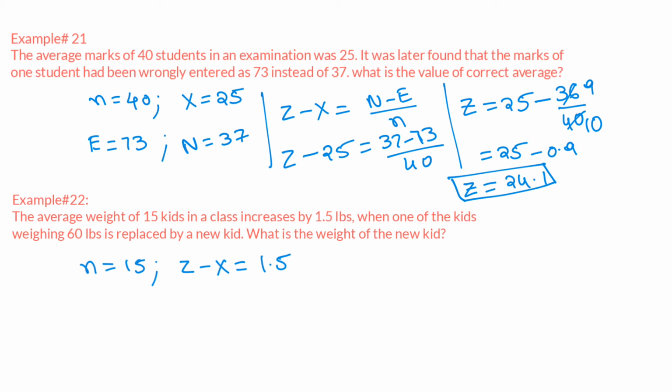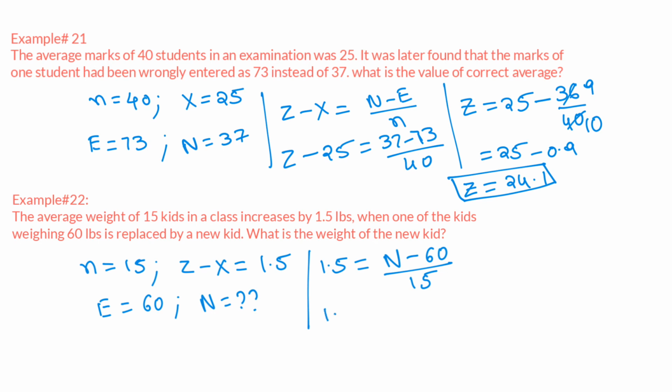And one of the kids weighing 60 pounds is replaced by a new kid. So existing kid weight is equal to 60 pounds. And we have to find out the new kid weight. So again, by using the same expression, z minus x is equal to n minus e, that is n, capital N is to be obtained, minus capital E is 60 over small n value is 15. So this value of n is required for us.